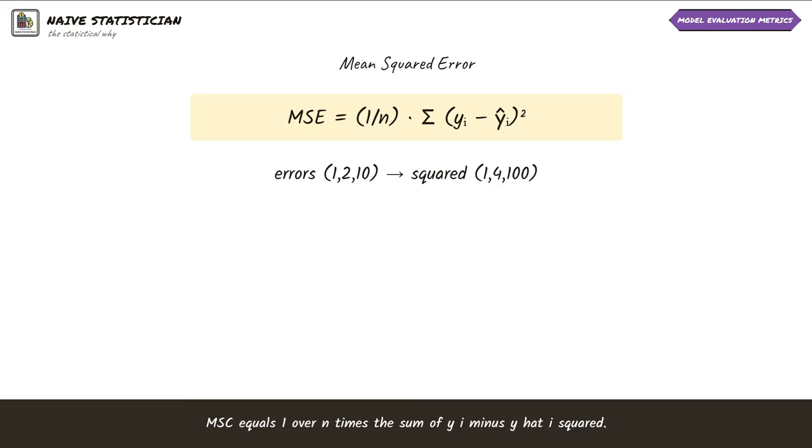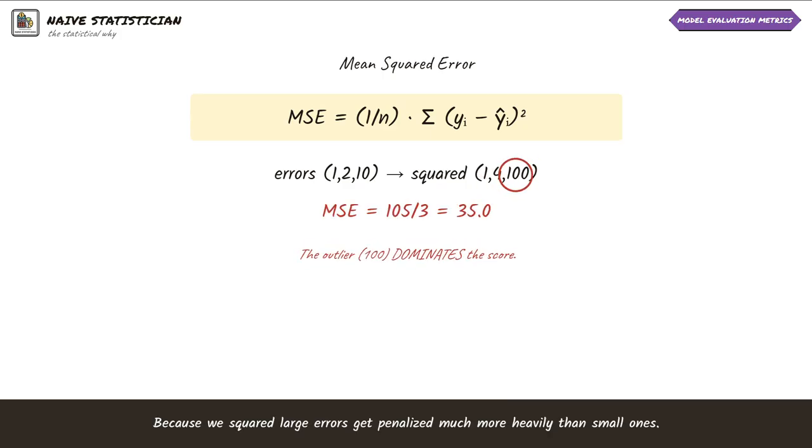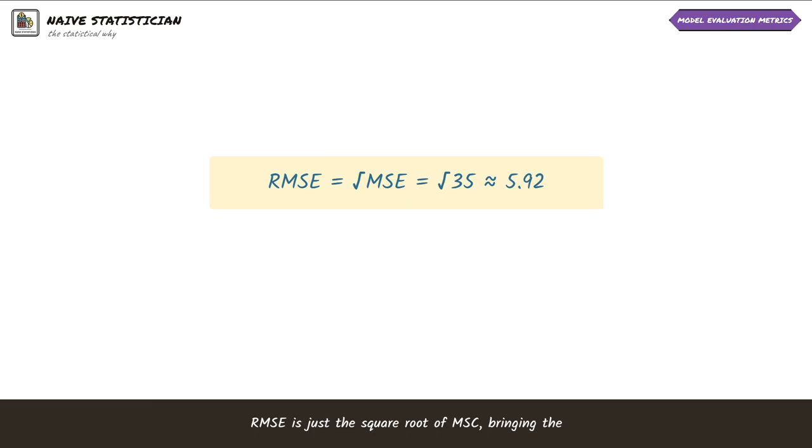MSE equals 1 over n times the sum of (yi minus y hat i) squared. Because we squared, large errors get penalized much more heavily than small ones. An error of 10 contributes 100 to MSE. An error of 1 contributes only 1. RMSE is just the square root of MSE, bringing the unit back to the original scale of the target. Most people report RMSE rather than MSE in practice.